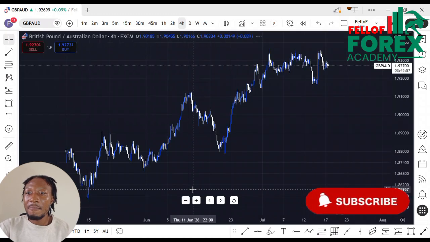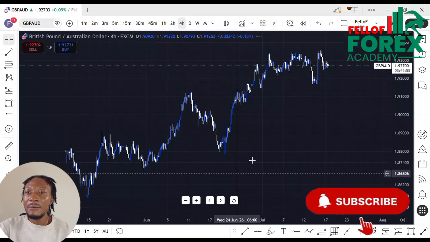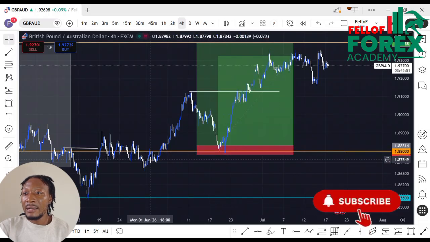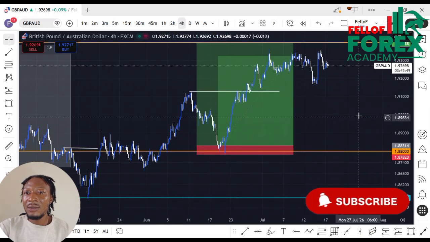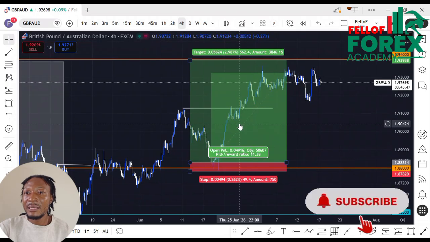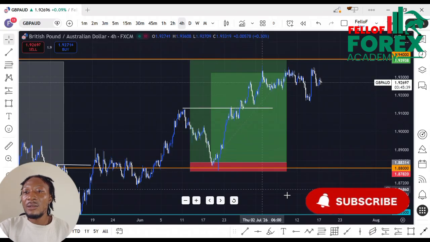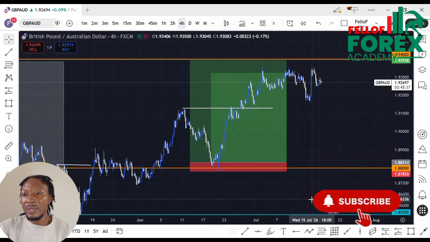If you've been watching me back to back, you must have been seeing all this. This is it. This is the one we are currently on right now, okay? So this is a 1:11 risk to reward. Why? Because I understand sniper entries. I understand what I'm doing, okay? We almost got stopped out, but we didn't.